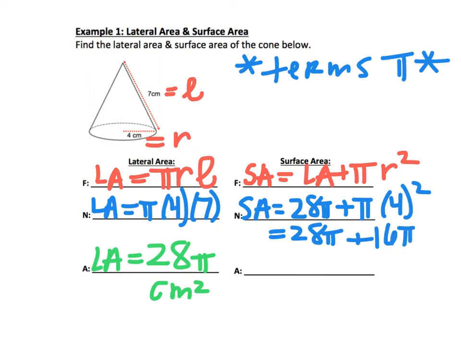And then we're going to go ahead and add those together. When I add 28 and 16, I get 44. So my surface area would equal 44 pi. And again, my units would be centimeters squared. All right, and that takes us to the end of our first problem. Again, those are my two answers in terms of pi. You don't have to multiply pi out, but that is how you find lateral area and surface area.